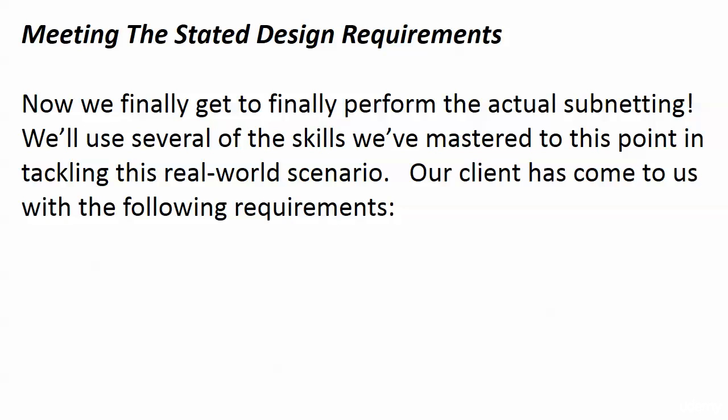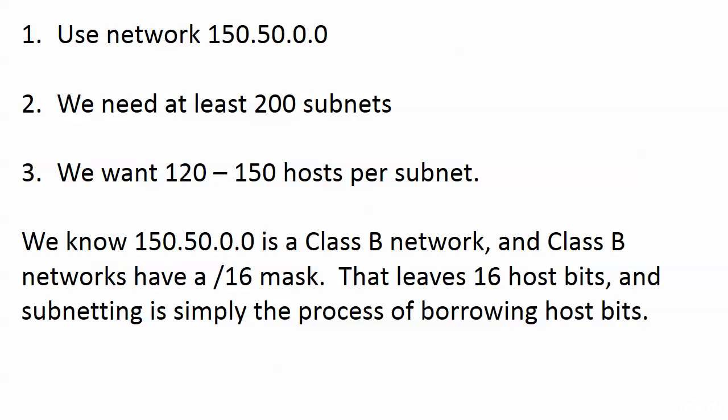The first one being when our client comes to us and says, hey, we're going to use the network 150.50.0.0. We need at least 200 subnets, and we want somewhere between 120 and 150 hosts per subnet. Now, just by looking at that, we know immediately that 150.50.0.0 is a Class B network. And that's something the client's not going to tell you, and Cisco might not tell you either.